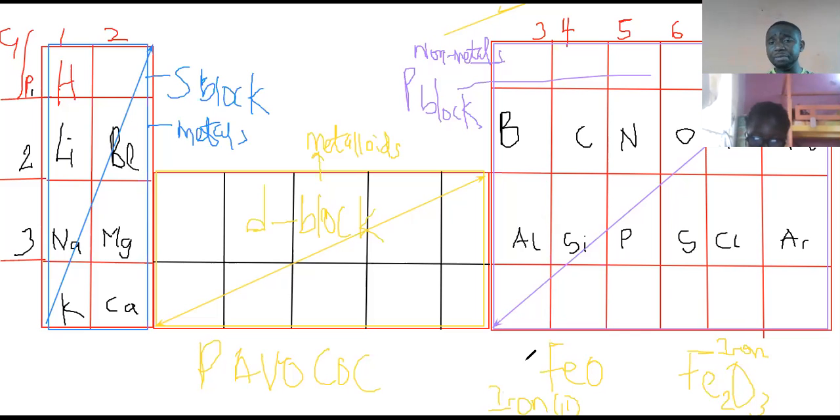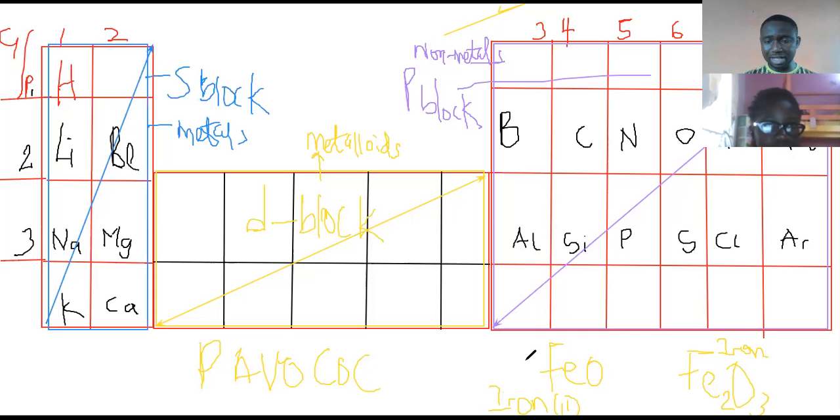Transition elements exhibit variable oxidation state because, please write this because it might be asked, they can lose electrons from both 4s and 3d orbital for bond formation. You know that variable oxidation state is where we start having transition metals with 4s coming before 3d. So they can lose electrons from 4s, and they can also lose electrons from 3d orbital for bond formation. So that's why we can have iron coming up as iron 2 and iron 3.